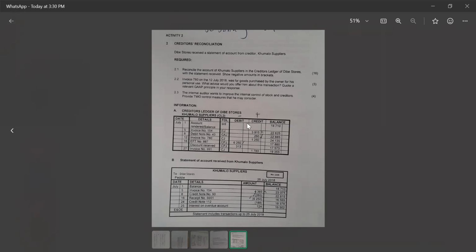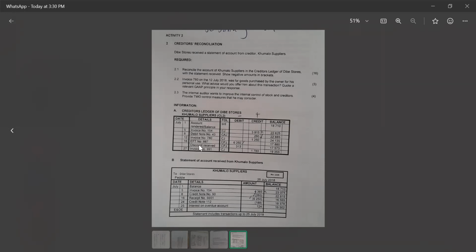So notice here, from the previous month of May, we had a balance that was already existing, which is now an opening balance in our records. Hence, it says account balance brought down, 18,710. That 18,710 is simply showing you a balance brought down from the previous month, meaning we are already owing this creditor from the previous month.